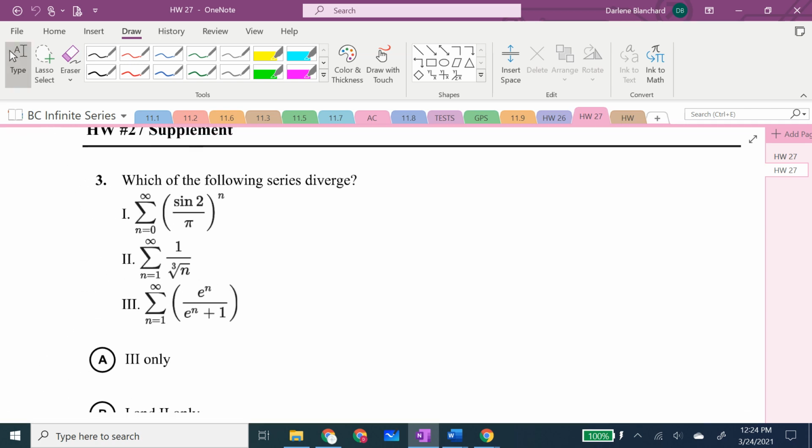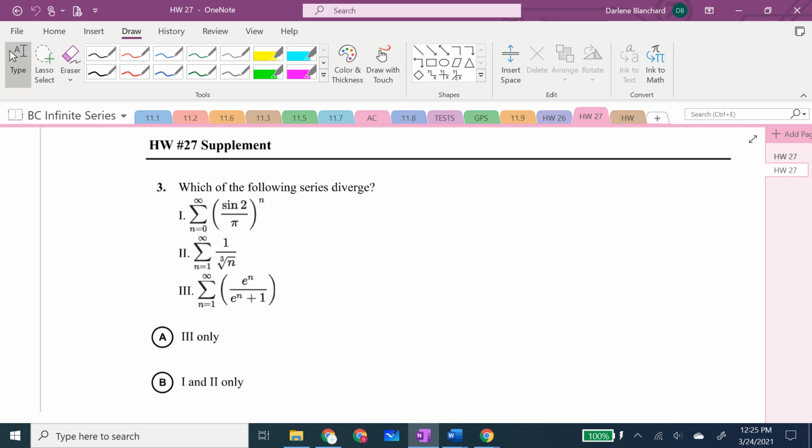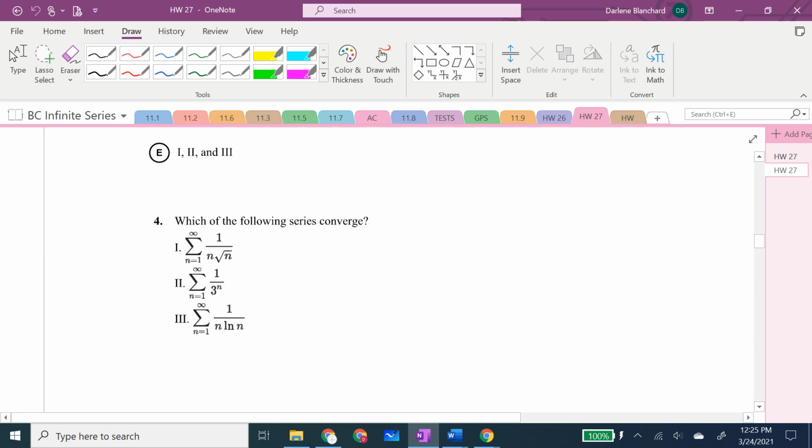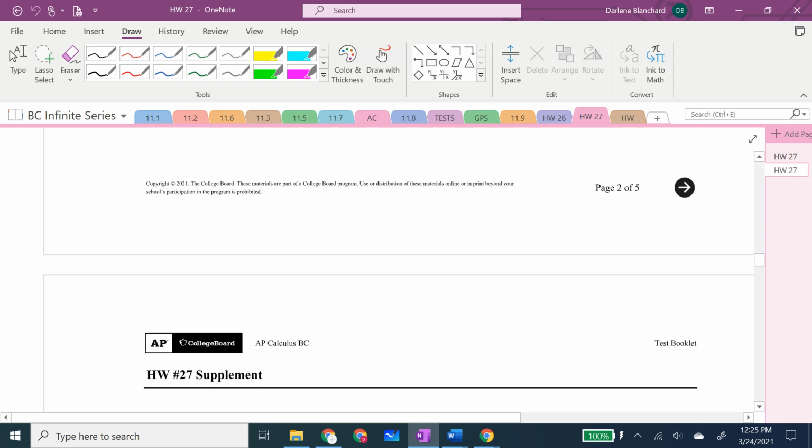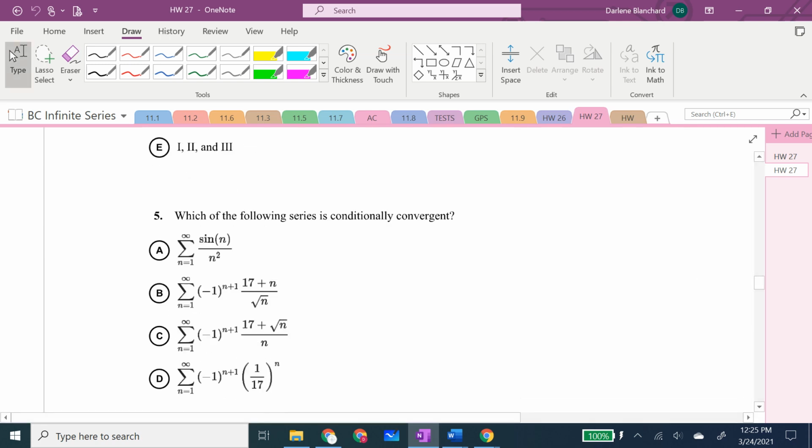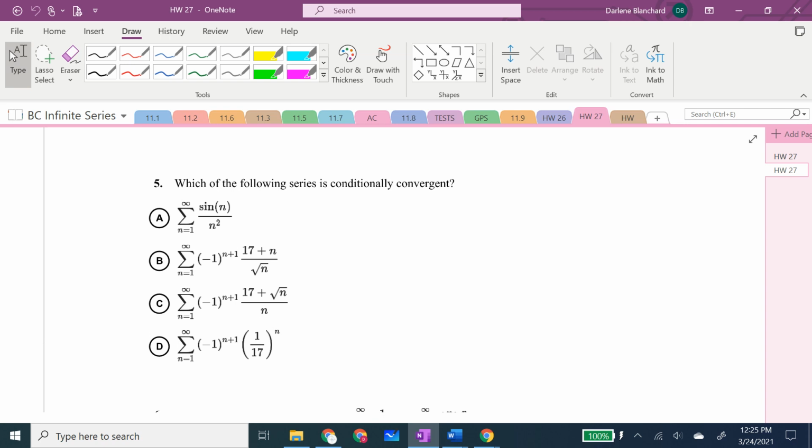Number 3. That one is definitely a little bit tricky with that sign, or no, wait, hold on. This is not the one I meant to do. Did you want me to do this one? I was thinking about something else. This was the one I was thinking about.